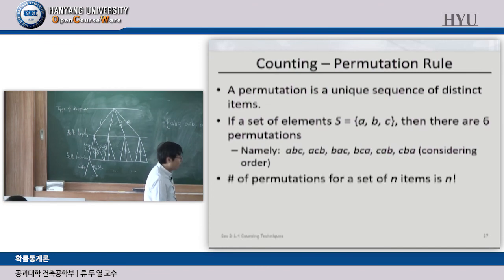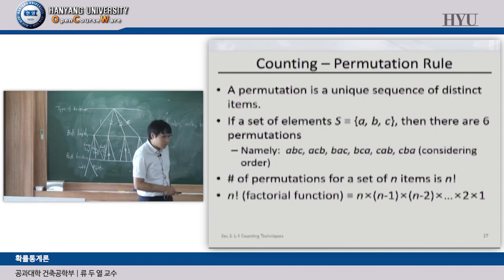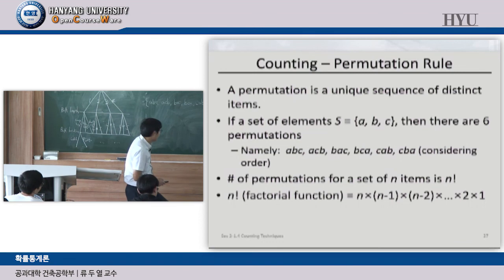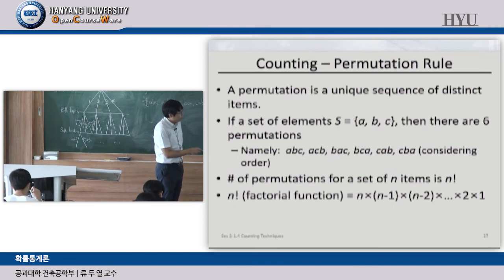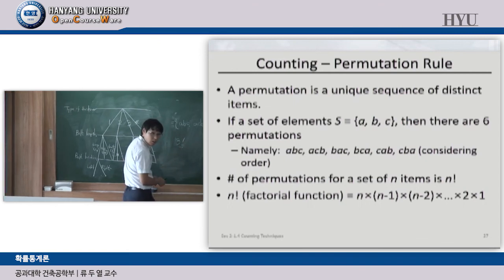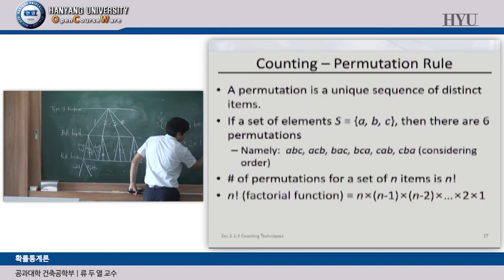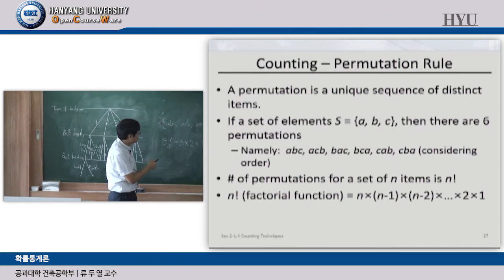So the number of permutations for a set of n items is n factorial. This is the equation for the factorial function. n factorial equals n multiplied by n minus 1, multiplied by n minus 2, and so on, multiplied by 2, and multiplied by 1. That is the equation for the factorial function. And if we consider this set, the number of permutations will be 3 factorial, right? Why? The number n is 3: A, B, C. So this will be 3 multiplied by 2 multiplied by 1, right? So this will be 6. So that is the number of permutations. Okay?